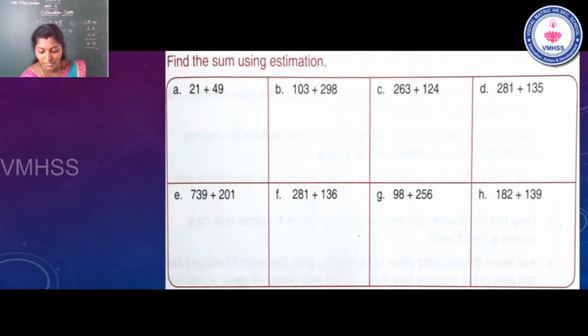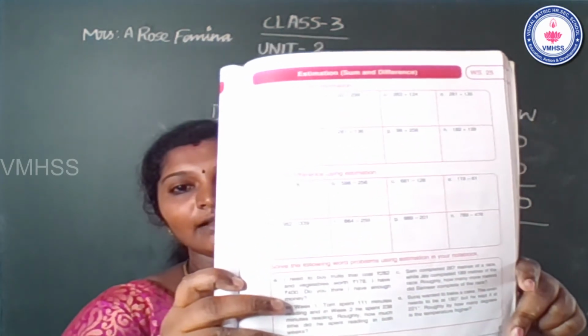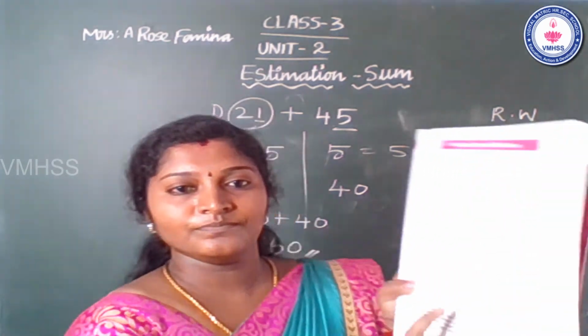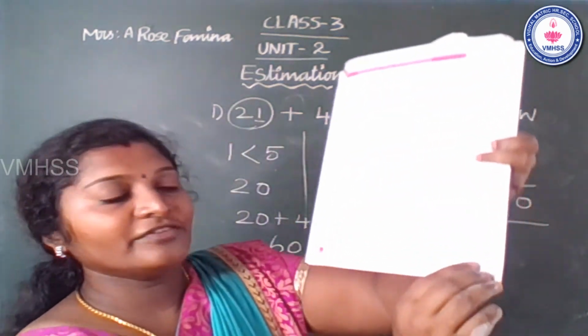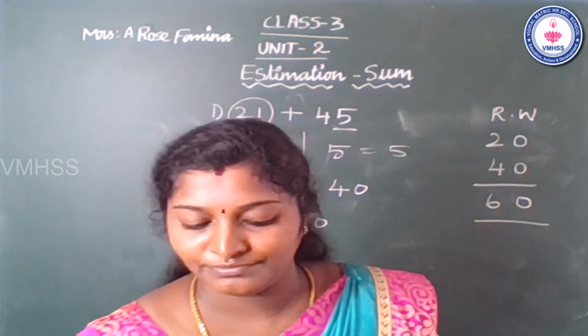So, students, you have a book, I think. Okay, take page number 57. Students, please take page number 57. See the first sum. Okay, take page number 57. Okay, see the board.